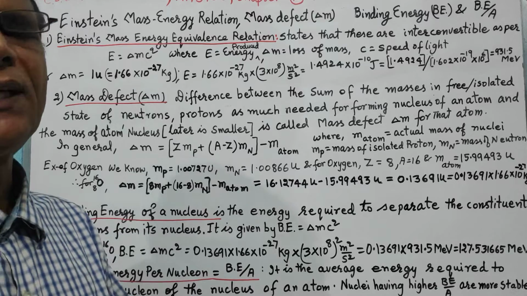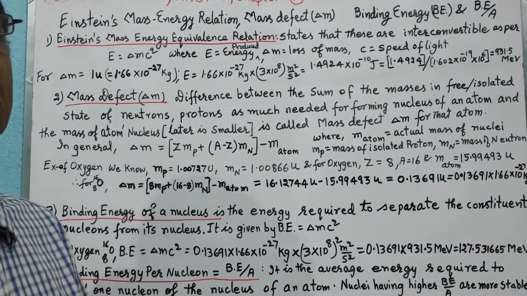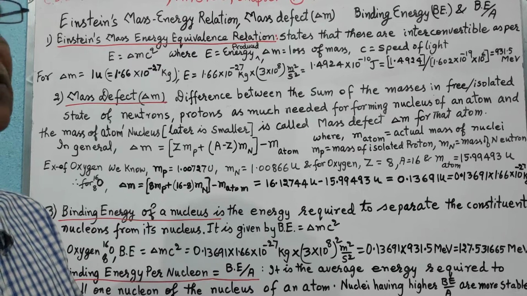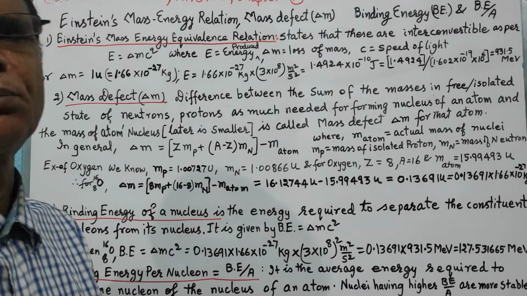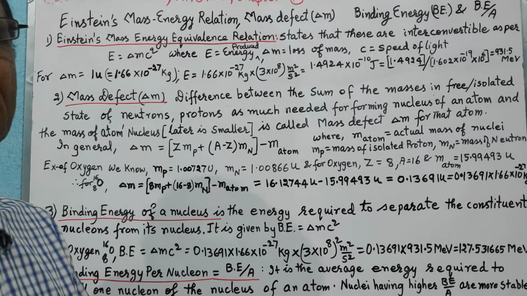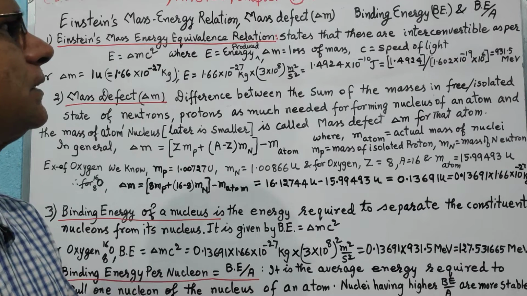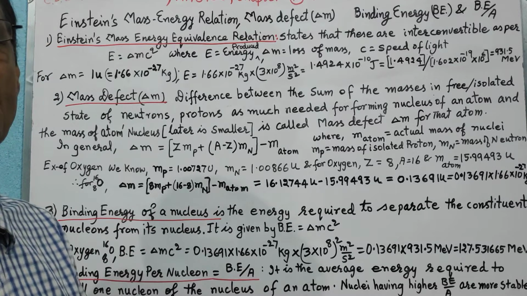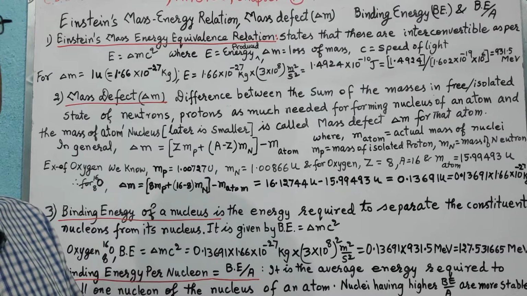Dear students, today we are going to talk about a few more terms from the nuclei. Here we will talk about the famous Einstein's mass-energy equivalence relation. We will also talk about the mass defect. We will talk about binding energy and binding energy per nucleon for a given nucleus.